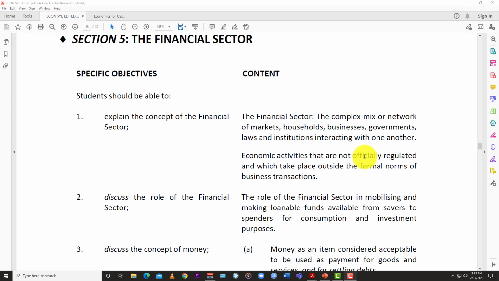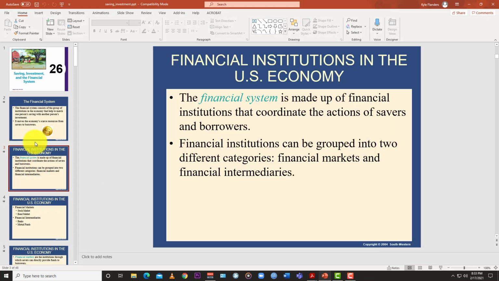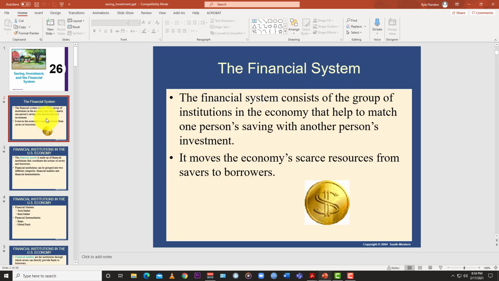But a more simplified way of looking at the financial sector is just a mechanism or a system that brings borrowers and lenders together. That's in just simple terms. So here we have another definition in this economics textbook. The financial system is made up of financial institutions that coordinate the actions of savers and borrowers. Financial institutions can be grouped in two different categories: financial markets and financial intermediaries. So that's a rough overview of what the financial sector is.